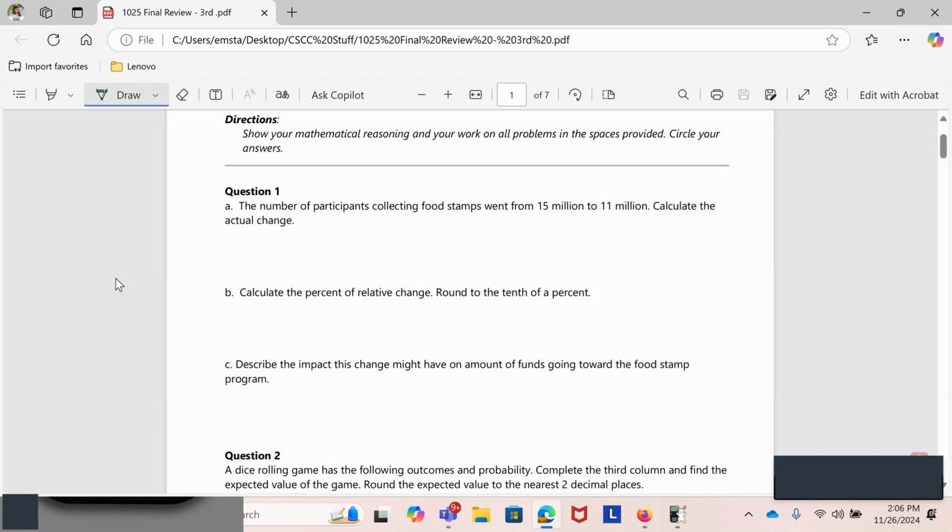So question number 1 talks about change and error, relative change. It says the number of participants collecting food stamps went from 15 million to 11 million. Calculate the actual change. So did it increase or decrease? Decrease. How much did it decrease by? From 15 million to 11 million, it decreased by 4 million.